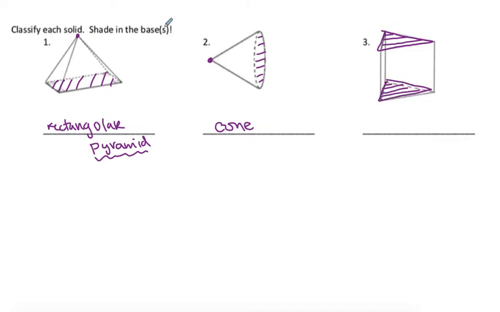So these are my two bases. Again, I'm shading in my bases. That's part of my credit here. This is going to be a triangular prism because there's two bases. So we're just naming this. Apex, pyramid. Two bases, prism.